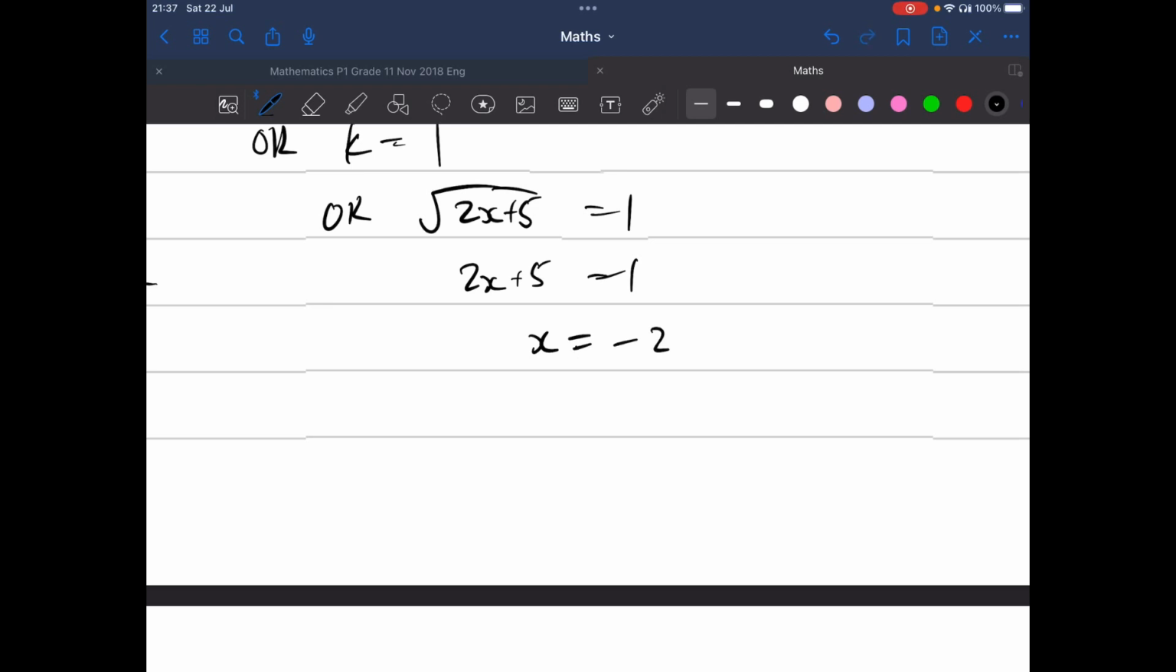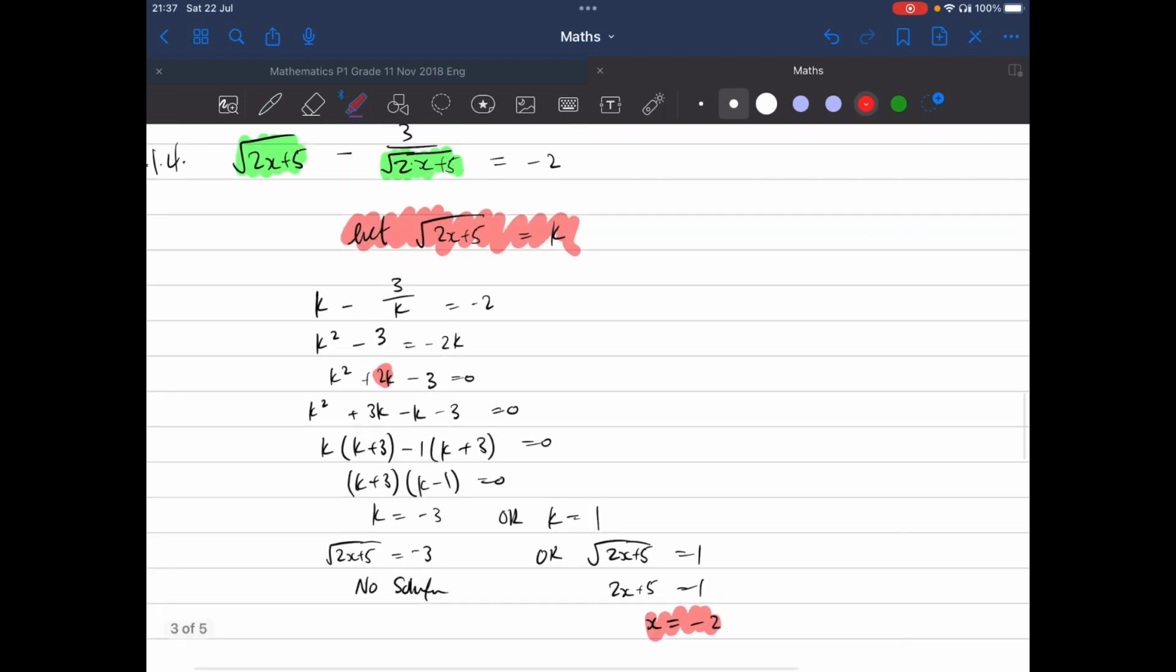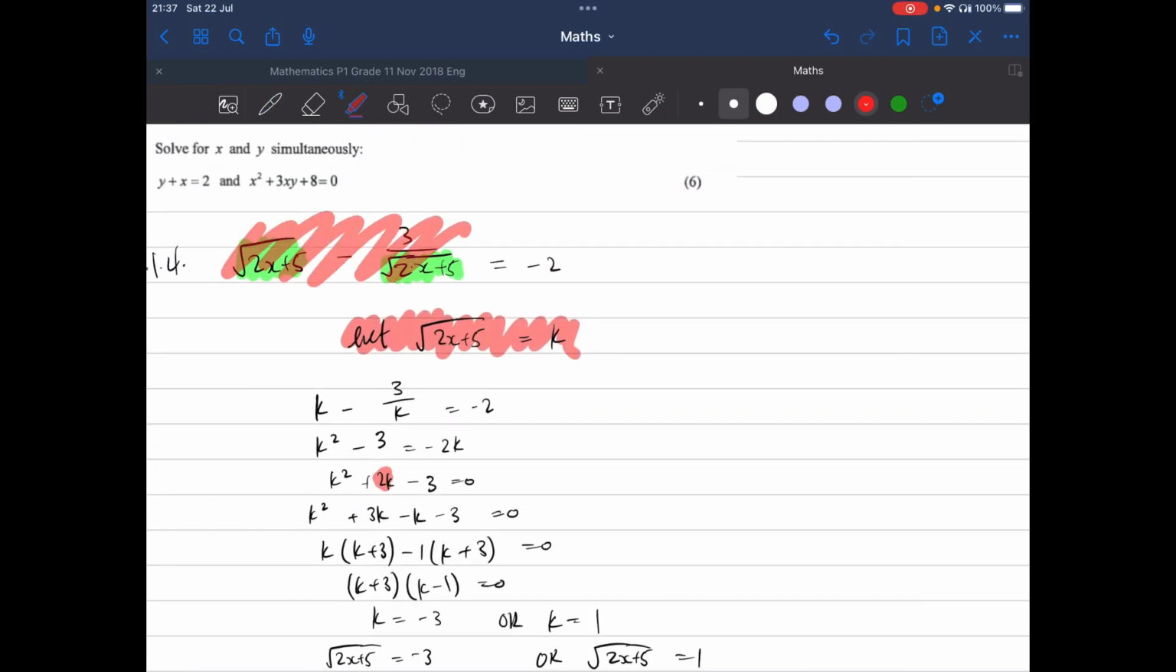So minus 5 on that side, so 1 minus 5 is minus 4, and then divide by 2, you'll get minus 2. Okay, now you can take this answer of x equals minus 2 and you can test it in this original equation up here, and if you substitute in x and you get minus 2 at the end, that means that your answer is correct.